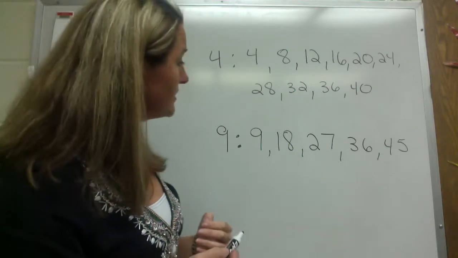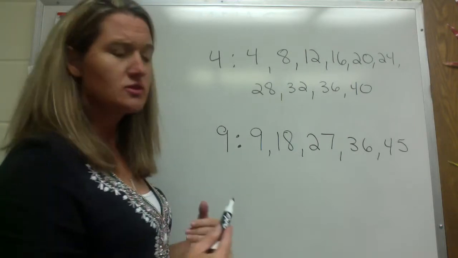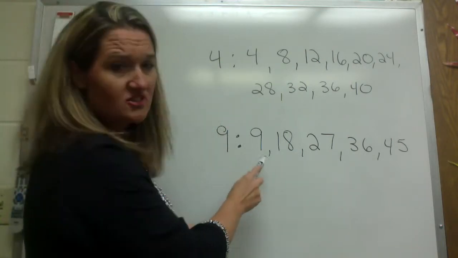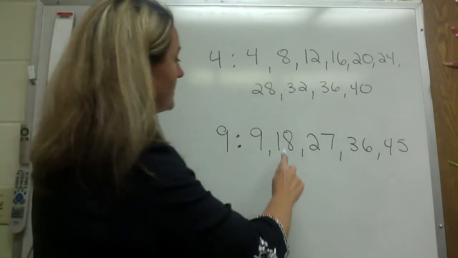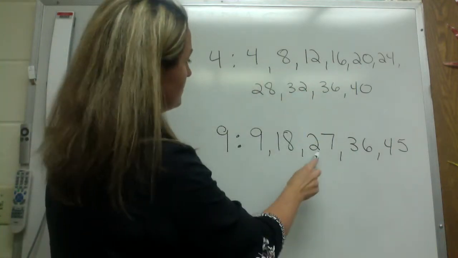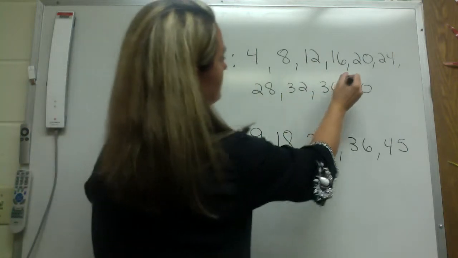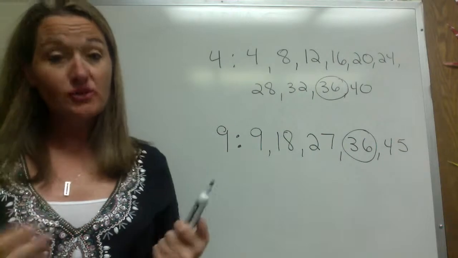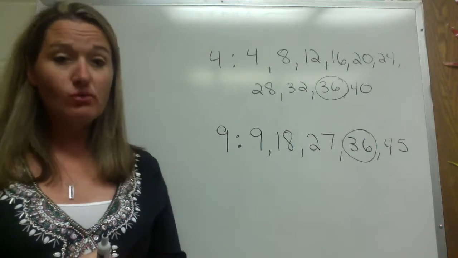So again, if we're looking for the smallest, we're going to start at the beginning. Let's start here because it's a shorter list. 9 would be the smallest. Is there a 9 up there? No. 18 is the next smallest. Is there an 18 up there? No. 27? Nope. 36? Oh, yeah. There's a 36 here, 36 there. So 36 is the least common multiple of 4 and 9.